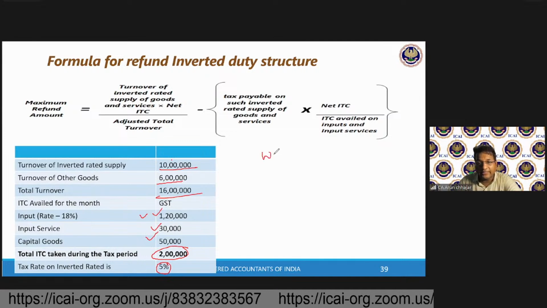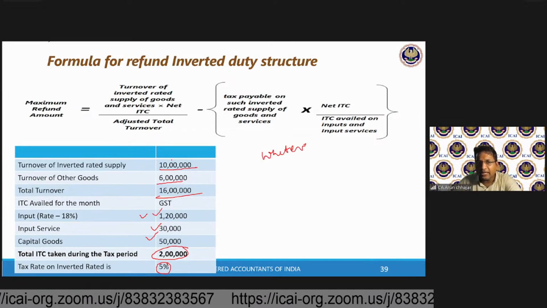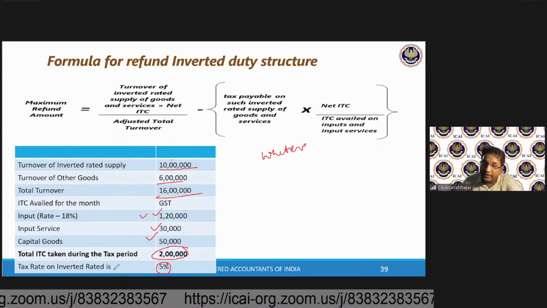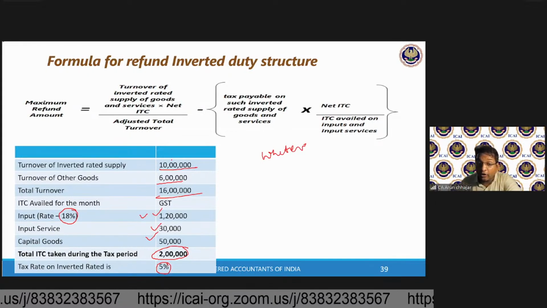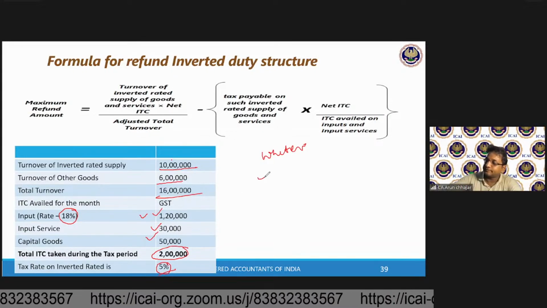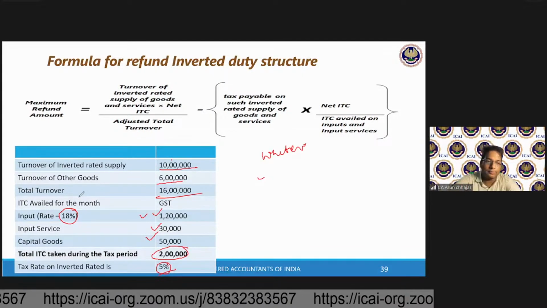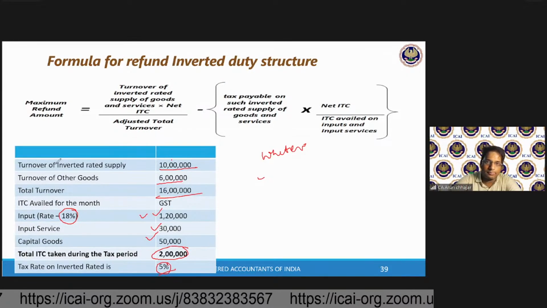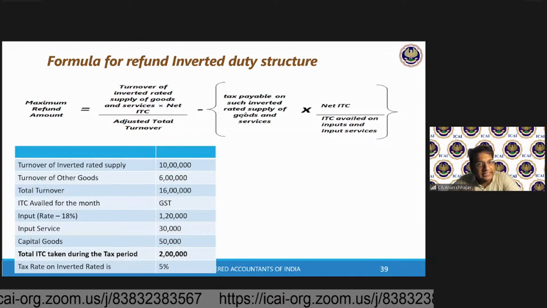And the rate on the output tax supply is 5%. First, tell me whether it is inverted duty. Give me the answer. Is it inverted duty? Answer would be yes. Why is it inverted duty? Rate on input is 18% and rate on output is 5%. So it is inverted duty. Second, how much refund would be granted in this case?